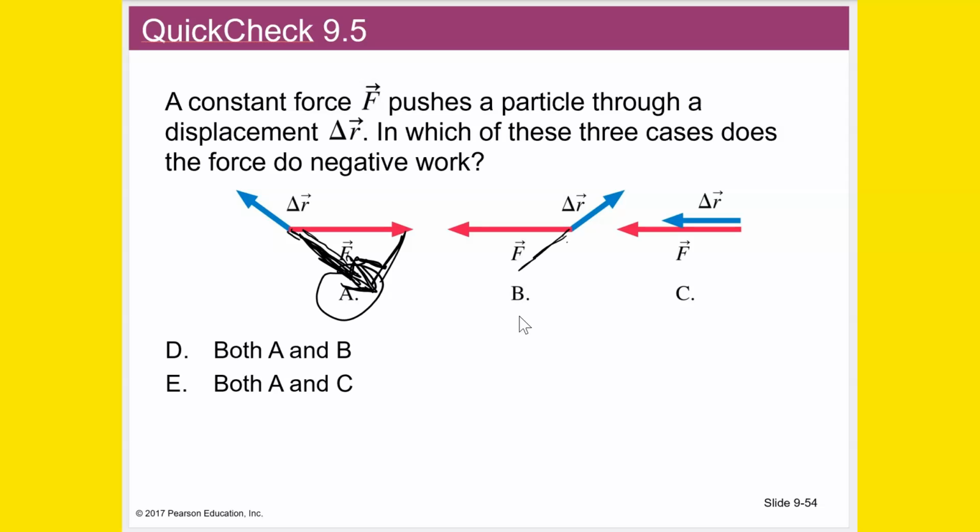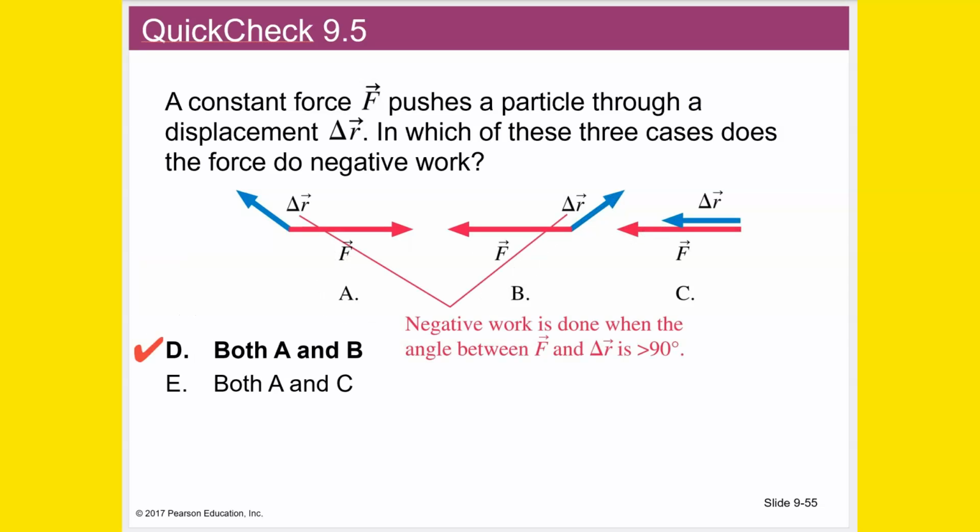Here, the force is also, this is the component of the force doing work that is pointing in the opposite direction of the delta R. So this one's also doing negative work. Here, the force is pointing in the same direction as delta R. So that's positive work. So I'm going to say choice D. And it is.